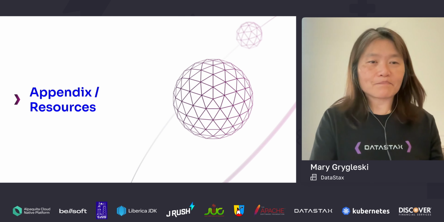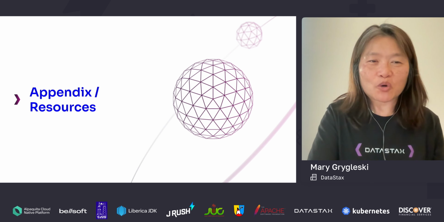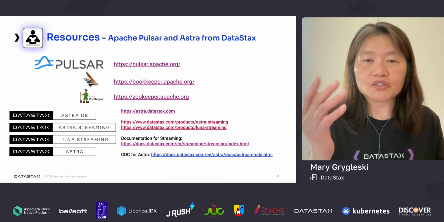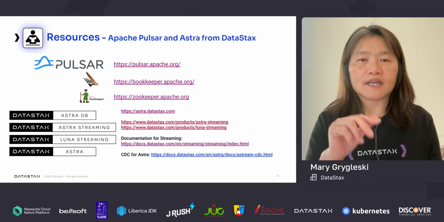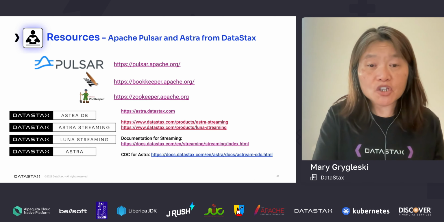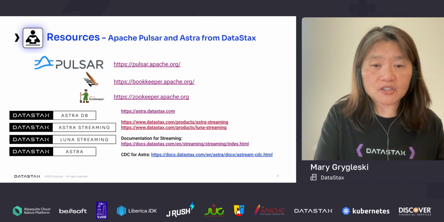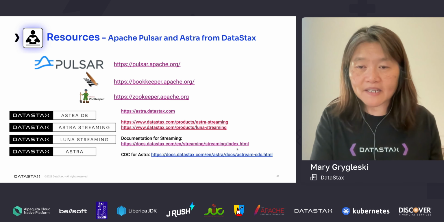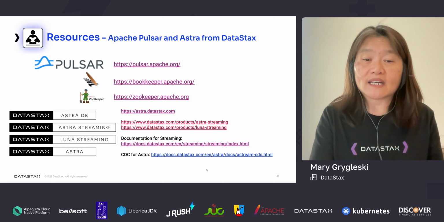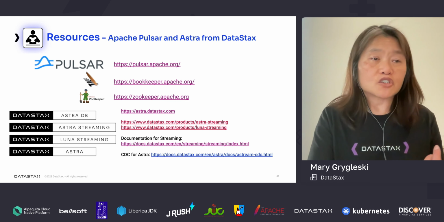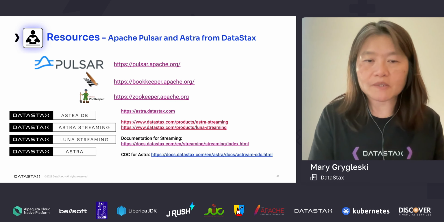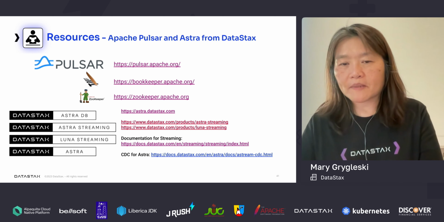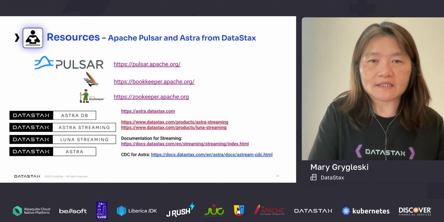Okay, so I think I'm pretty much up to the end now. So I just want to quickly share with you the appendix, the resources. These are the open source links for you to get to Pulsar, BookKeeper, and ZooKeeper. Then there's also Astra, which is our managed cloud platform, and also Astra Streaming and Luna Streaming that I talked to you about. The documentation link is here, and then there's also change data capture for the Astra platform too. So essentially, you have a Cassandra source, but it can output data to different things such as Elasticsearch and other JDBC connected to some other database destination.